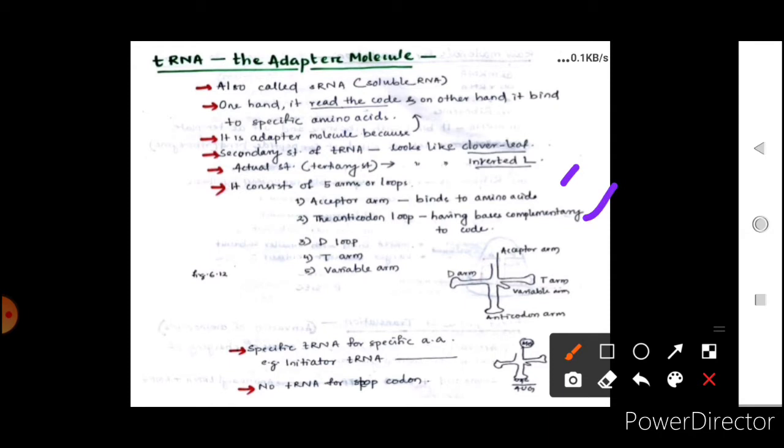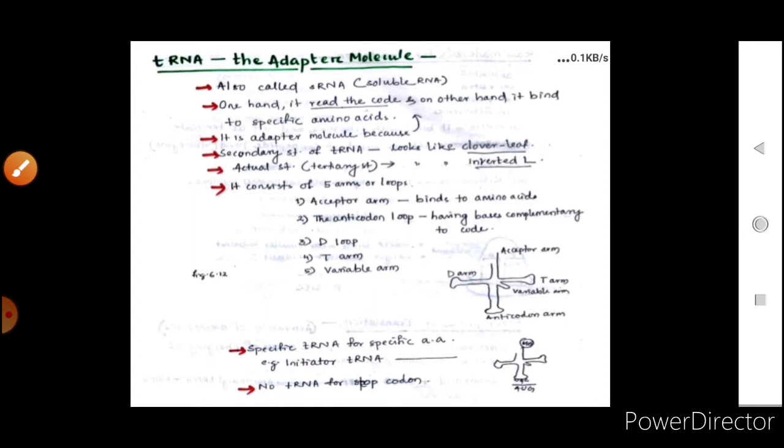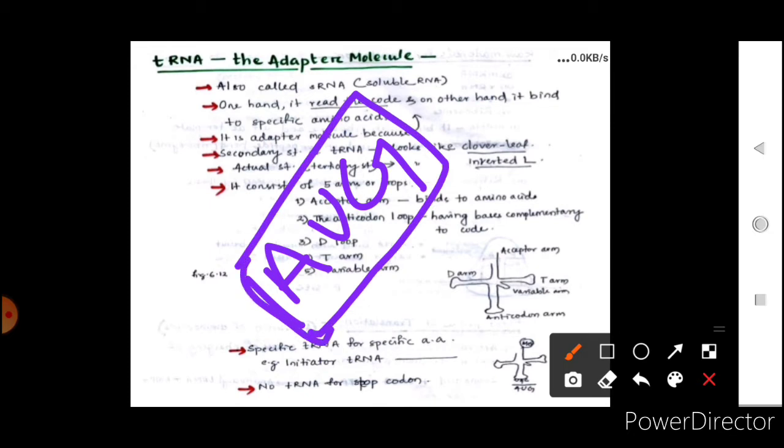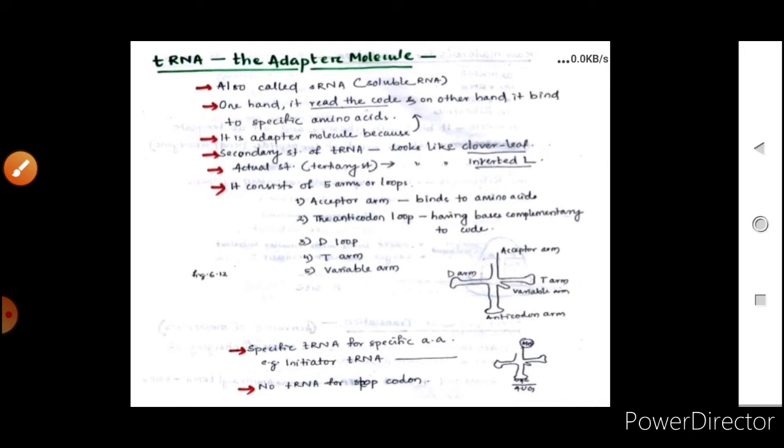Okay. Now a specific tRNA for a specific amino acid is there. Okay. Example, initiator tRNA, that is the AUG. You can see here we noted in the previous section that the AUG codon acts as an initiator. Okay, so here you can see in the messenger RNA AUG and the initiator transfer RNA for the following. Okay, no tRNA is there for the stop codons.